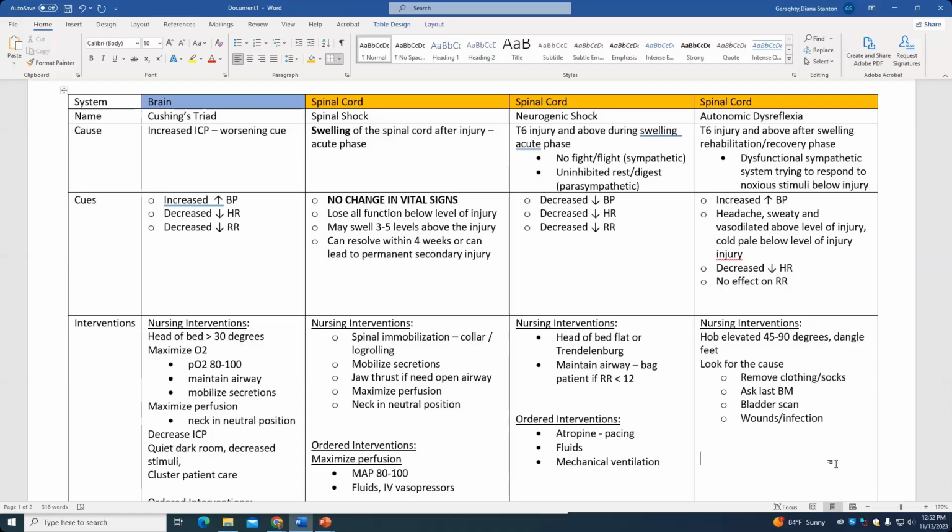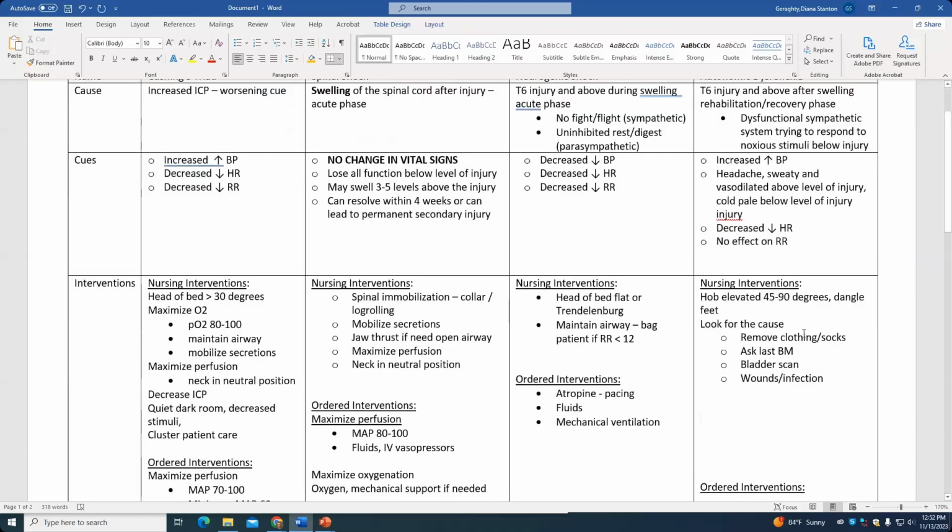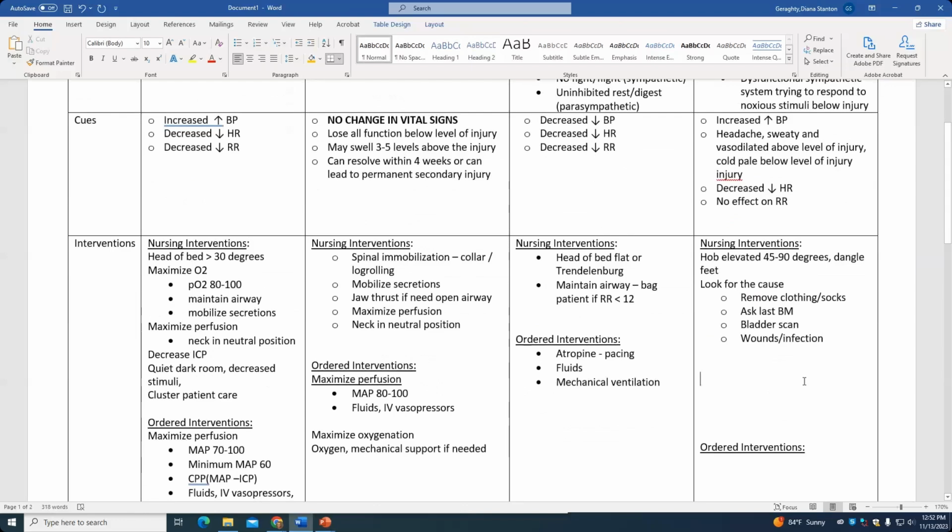We can do nursing interventions to fix autonomic dysreflexia because they will get most of the things done. So once you've gone through all those things, you've removed the clothing, they had a bowel movement recently, the bladder scan is negative, and you don't see any wounds, then you can call the physician because you can't find anything in the most common causes.